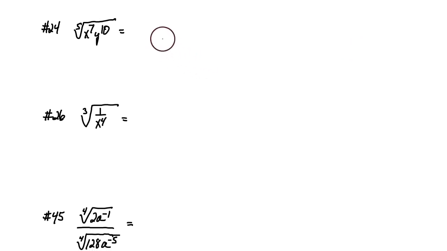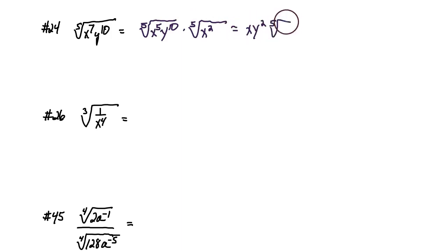Number 24. Let's use the factoring technique to split it up into pieces. When we look at the x to the 7th, notice the power does not match the index. So let's split that up as x to the 5th power times x squared. For the y to the 10th, the power is a multiple of the index. So let's leave the y to the 10th in that first piece. This makes xy squared times the fifth root of x squared.